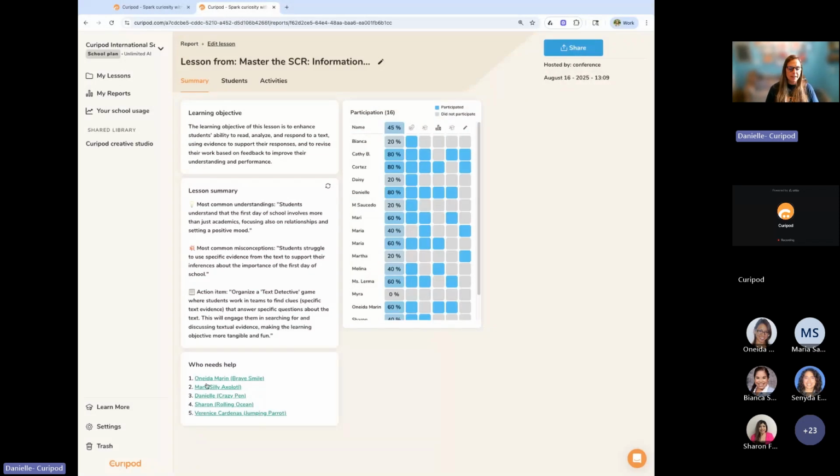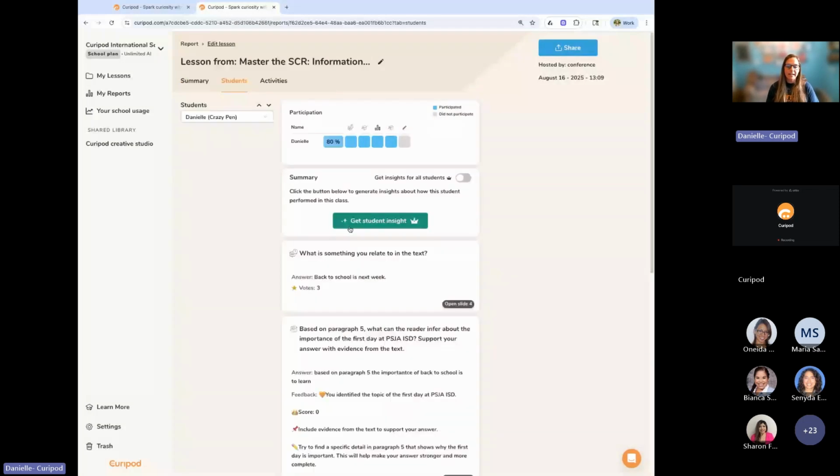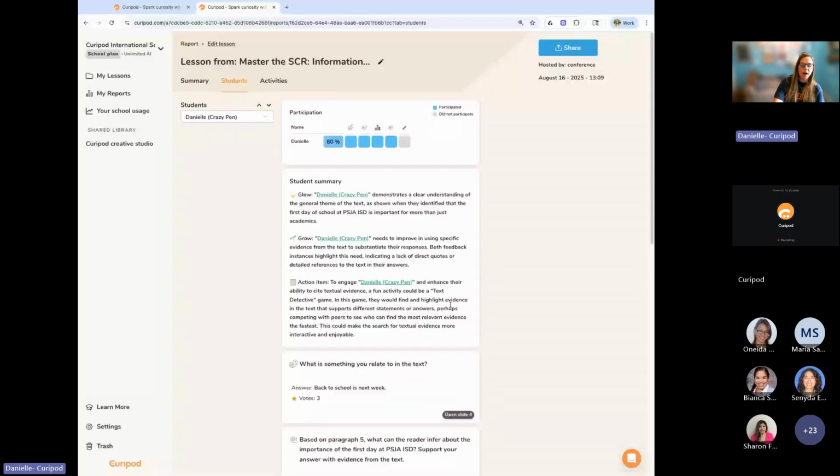And then it will identify the top 5 students who need extra help. I'm going to click on me because I don't want anyone to be called out here. I'm going to generate insights, and now I'm going to get specific insights on myself here to see how I can help this student. So here it says, I understand the general theme of the text. How can I grow? So I need help with evidence from the text to substantiate my responses. My feedback in instances highlights this need, indicating a lack of direct quotes. So I didn't put any direct quotes or detailed references to the text in my answers.